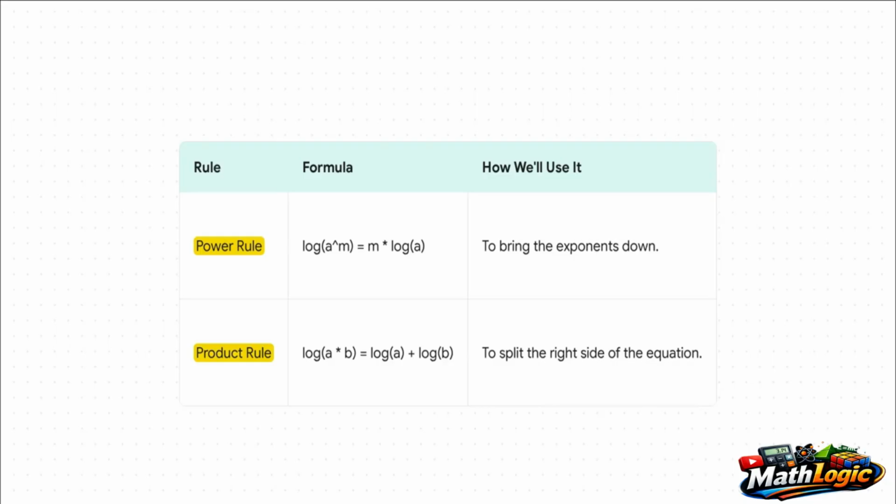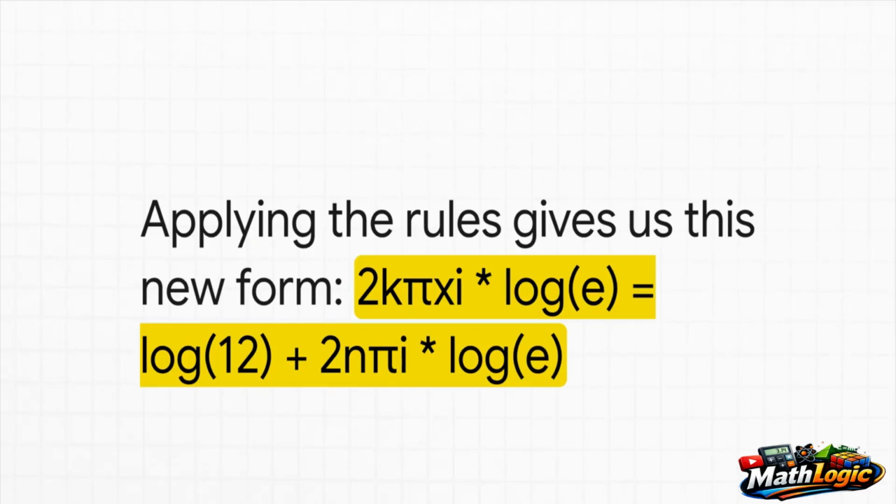And to do that, we're going to need 2 trusty tools from our logarithm toolkit. First is the power rule, which is awesome because it lets us pull an exponent down and stick it in front. The second is the product rule, which lets us break up a multiplication problem inside a log into 2 separate logs. These 2 rules are going to do all the heavy lifting for us. So let's apply those rules. On the left side, the whole exponent just pops right down in front. Easy. On the right, we use the product rule to split log of 12 times e into log of 12 plus the log of the e part. Then we use the power rule again on that second piece to bring its exponent down, and now we've got this.